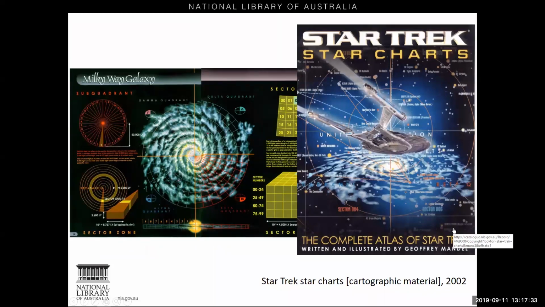The third item I'd like to share with you is Star Trek Star Charts, the complete atlas of Star Trek. It is a paperback atlas published in 2002 by Jeffrey Mandel. This is a full colour book that helps to put the whole Star Trek universe into perspective. It serves well as a visual aid to make sense of where galaxies are located to one another and highlights where the Federation is in relation to all other places in the galaxy.